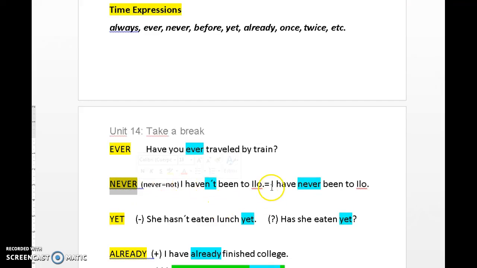For example, I have never been to Hilo. Yo nunca he estado en Hilo.